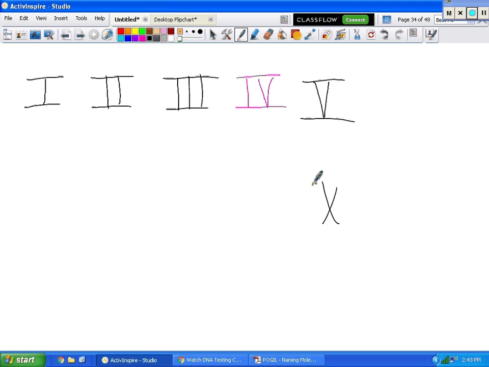Now, the same protocol applies here. What is 9? IX. So we've got 1 through 5, and we've got 9 and 10. 6 through 8 is where it gets a little bit weird if you don't know what you're necessarily doing. But hopefully you do know what you're doing. So what is 6? VI, 7, VII, and 8.